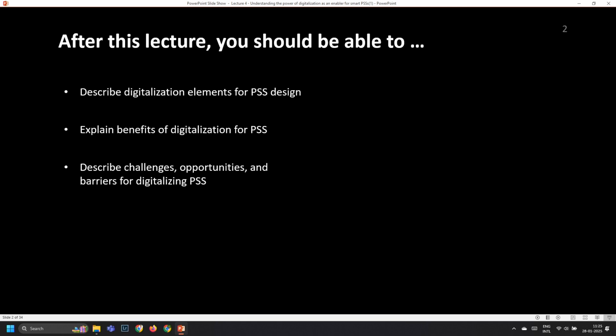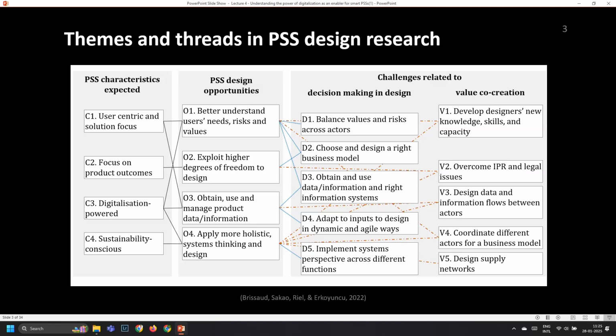In this lecture, I will go through some useful pieces of information first, and thereafter I will introduce some of the research projects that we have carried out in Sweden, and then I conclude with the challenges, opportunities, and barriers for PSS. So I showed this slide earlier, but I didn't explain the aspects about digitalization at that point. So now I'm talking about that particular aspect.